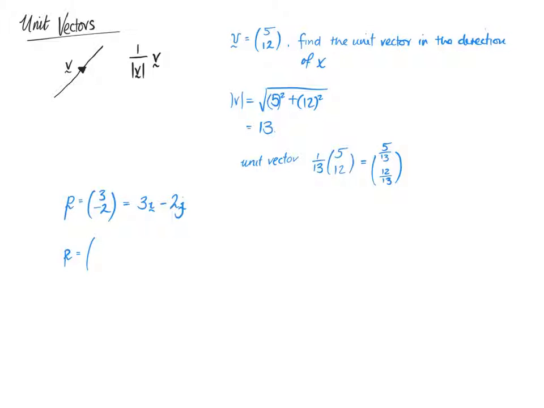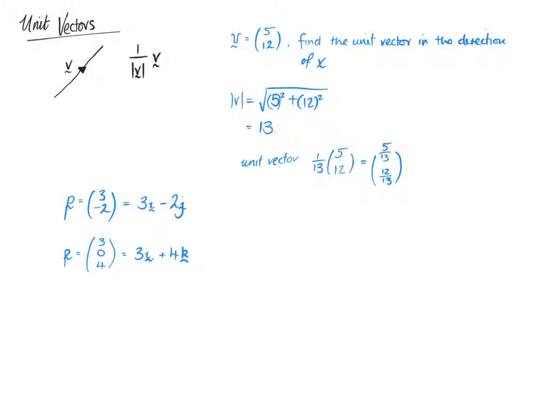Like another example, if I've got (3, 0, 4), that's equal to 3i. We've got 3 in our x, we've got nothing in our y, so we've got no j, and then we've got plus 4k. Okay, so that's it. You can change between the two really quickly and really easily. It's up to you if you want to work through questions using component form or using unit vector form.